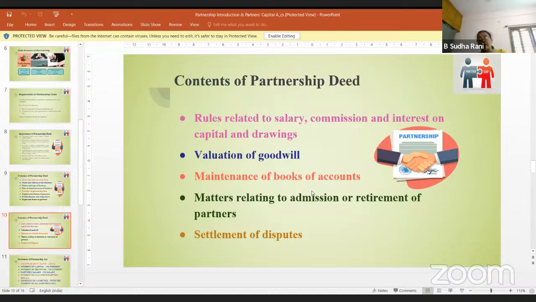Then if a person becomes a partner, what are his rights, what are his responsibilities, this also will be mentioned. The next, rules related to salary, commission and interest.